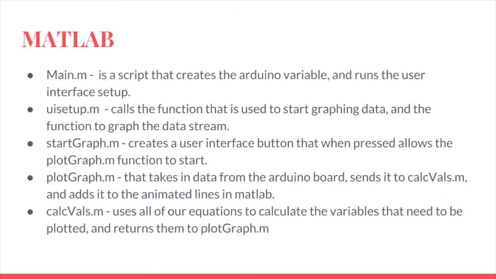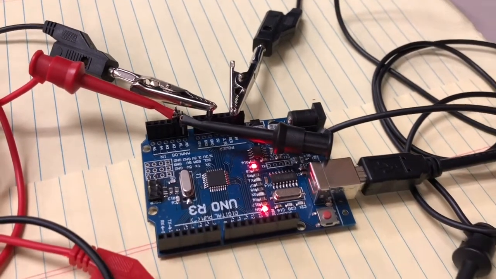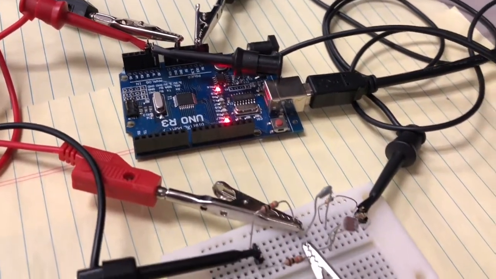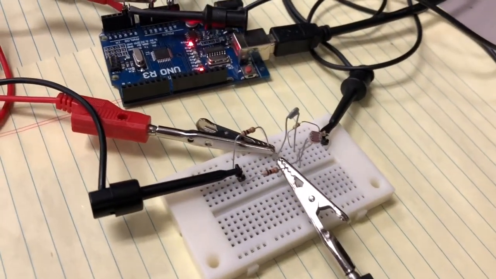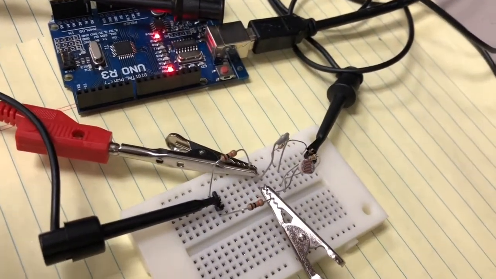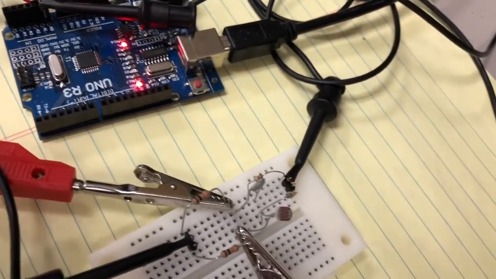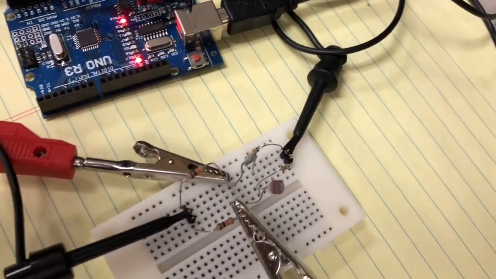starts graphing. So here we have the Arduino powering the voltage divider with 5 volts at the top, and then you can see that there's a 1 ohm resistor with the thermistor or the photocell in series, as well as a 10k ohm resistor and the alligator grips to measure the analog input to the Arduino.